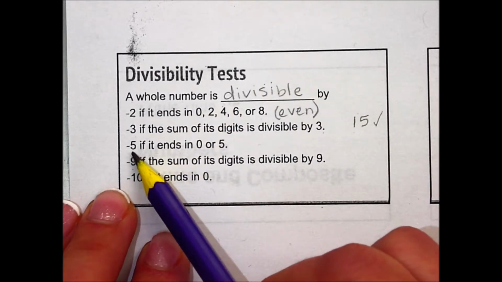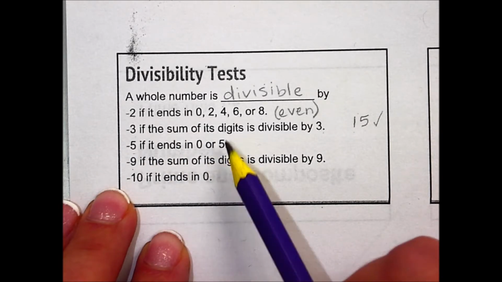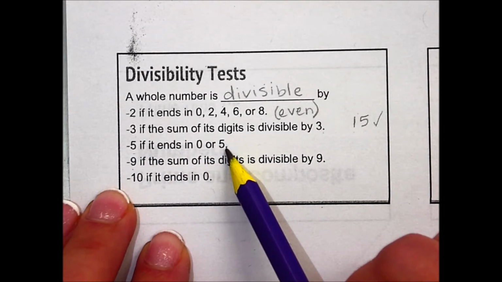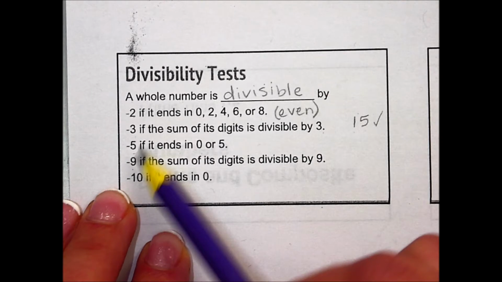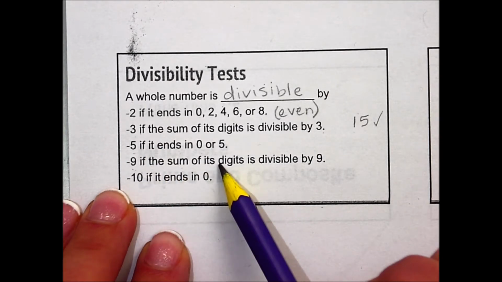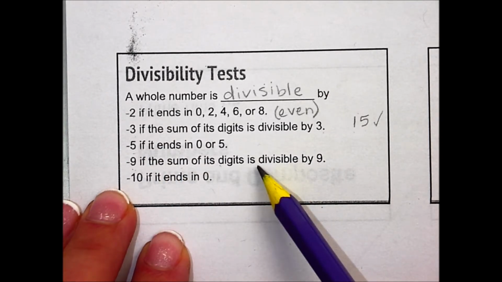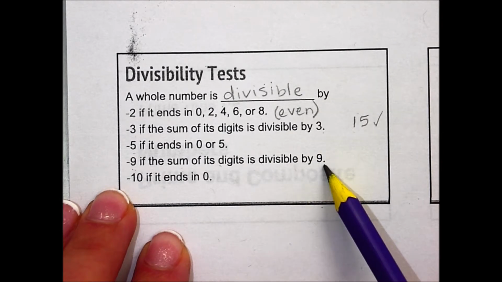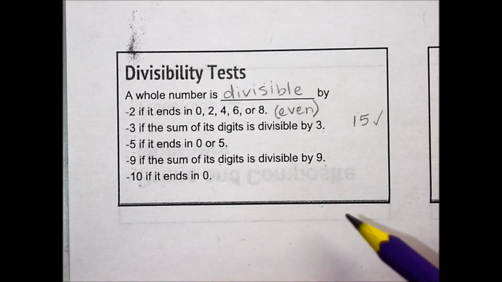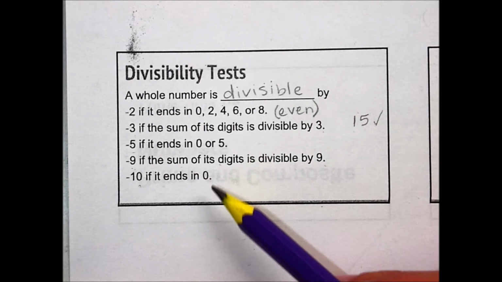A number is divisible by 5 if it ends with 0 or 5. 9 has a similar trick as 3. If we add the digits, then check, is that answer divisible by 9? A number is divisible by 10 if it ends with 0.